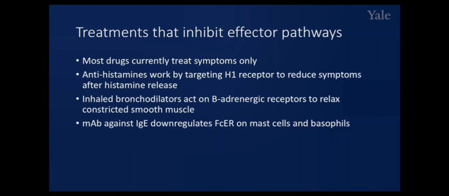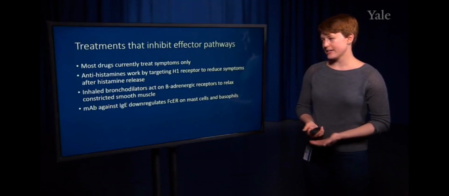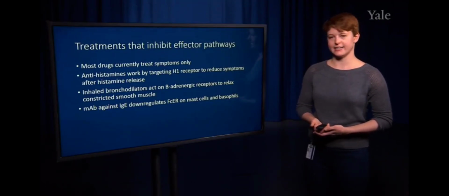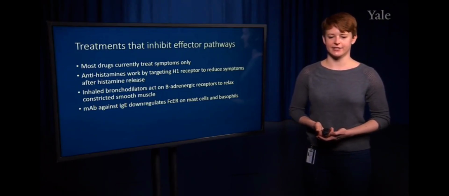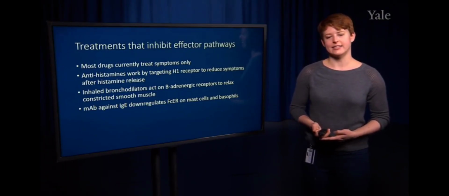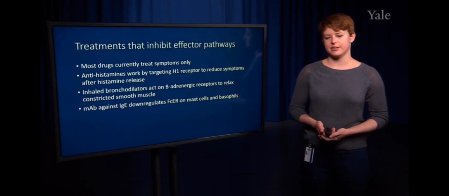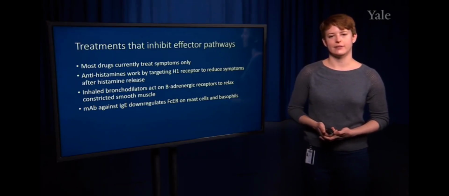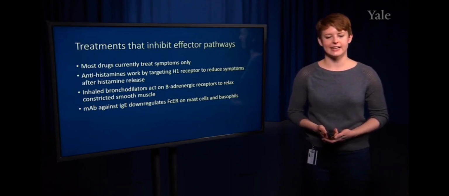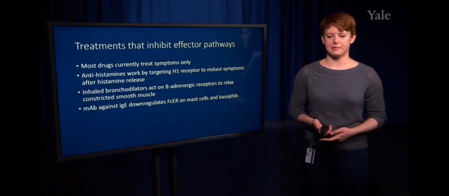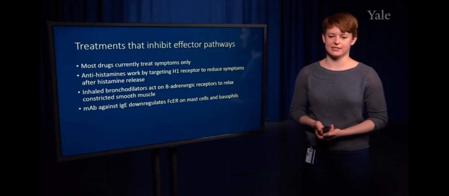In patients with allergic asthma, inhaled bronchodilators can act on beta-adrenergic receptors to relax constricted smooth muscle and help relax the airways. And there are also some new treatments now using monoclonal antibody therapy against IgE. This helps remove excess IgE from the body and downregulates the expression of Fc-epsilon receptor on mast cells and basophils.